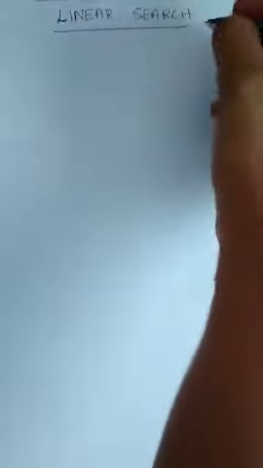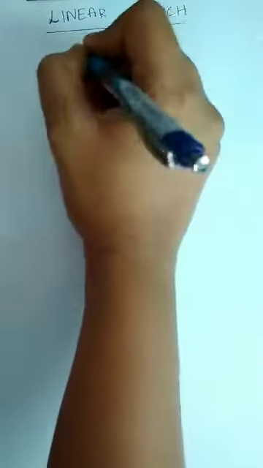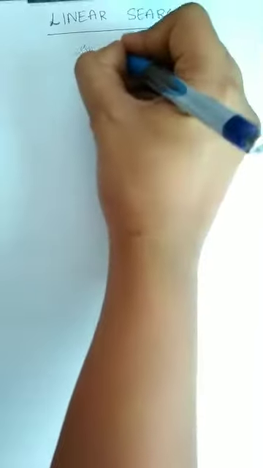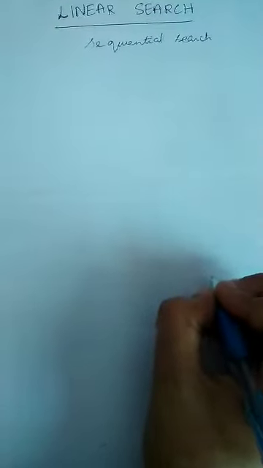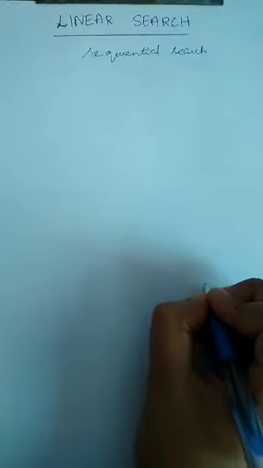This is one of the searching techniques where we search for an element throughout the list until the element is found. It is also called sequential search. It is one of the simplest searching algorithms. We search linearly, that is why the name linear search.